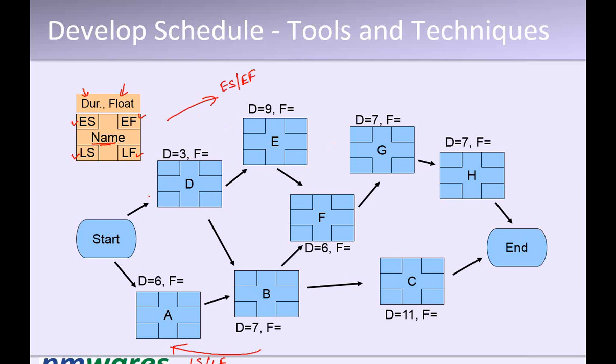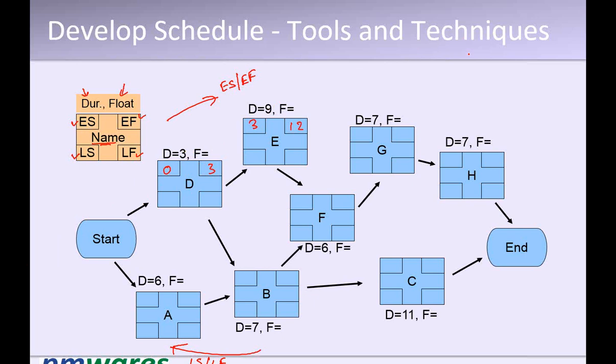Okay. Now let's see how we calculate. This is a start, so D starts from 0. The duration is 3, therefore it will complete on the 3rd day. So early start is 0, early finish is 3. Now look at the next activity E. E will start at 3, right? Because D is finished on 3. And 9 is the duration, so it will finish on the 12th day, right? Is that right?